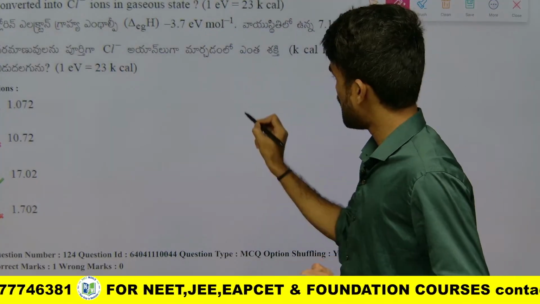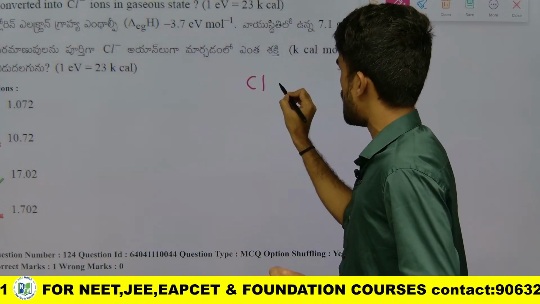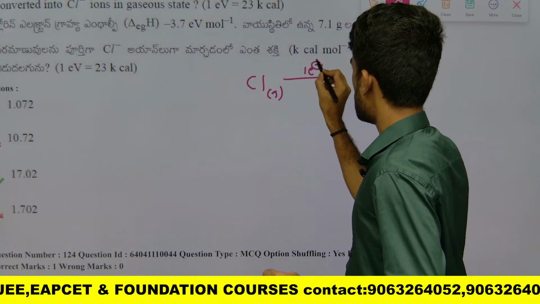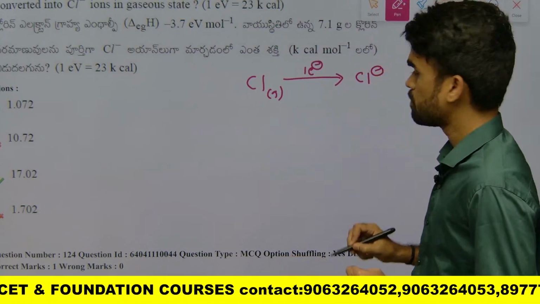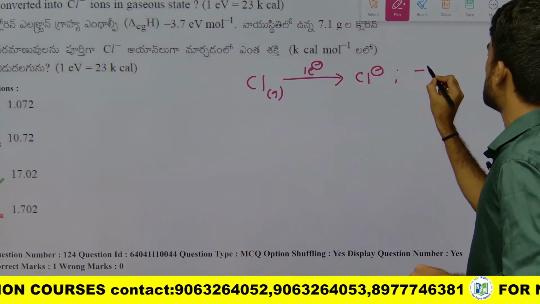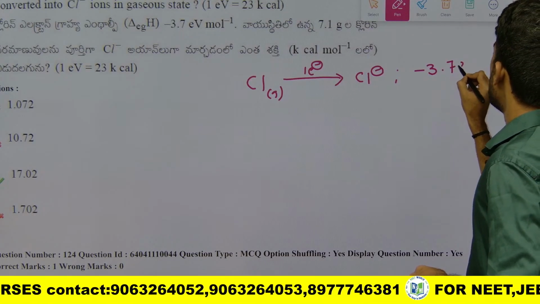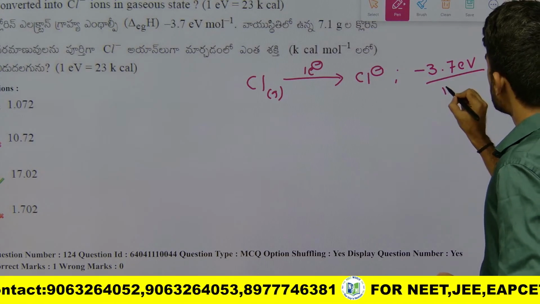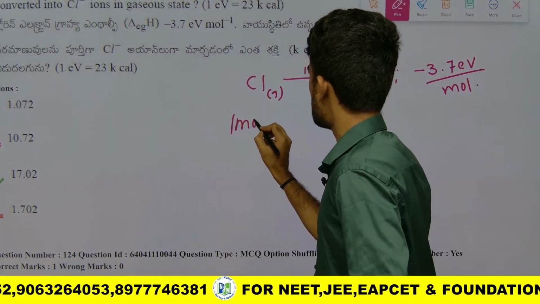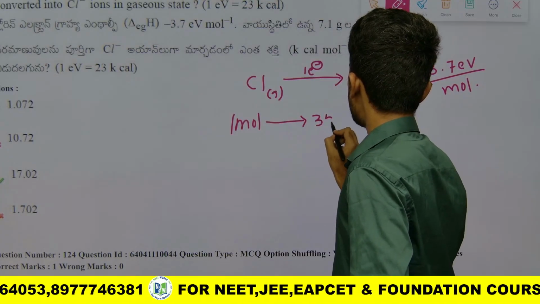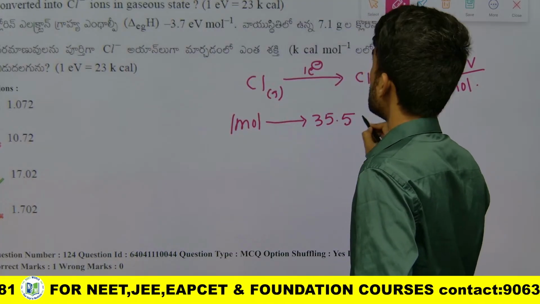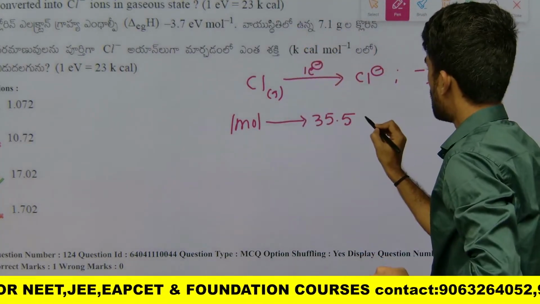The electron gain enthalpy means what? When we add one electron to a chlorine atom in the gaseous state, it becomes a Cl minus ion, right? During this process it will release some energy. How much energy is released? It is 3.7 electron volt per mole. So what is the per mole weight for the chlorine atom? 1 mole of chlorine atom has 35.5 grams.